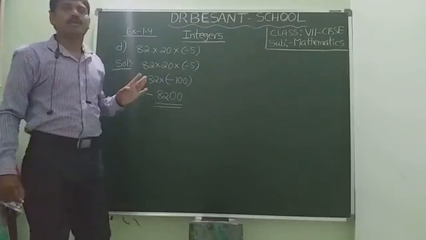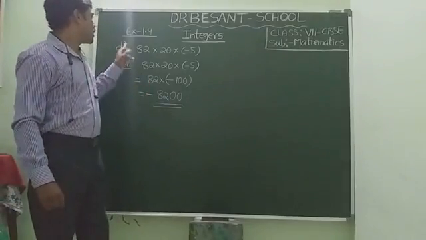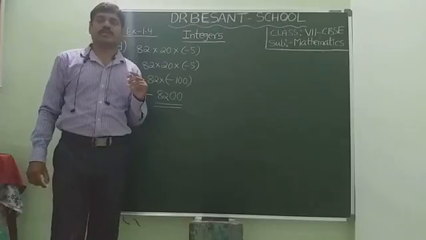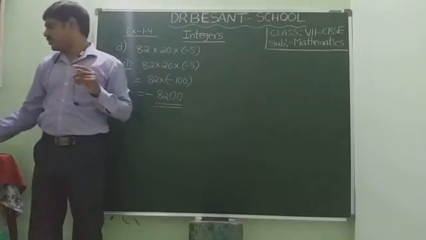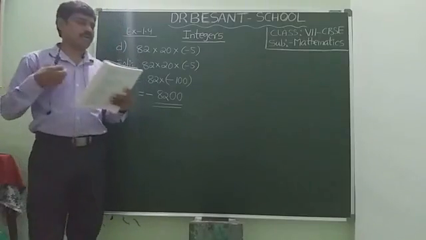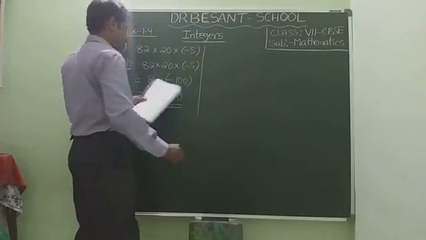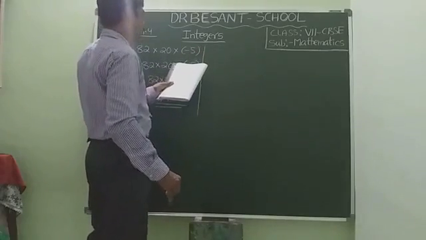Minus 8200. This is the solution of exercise 1.4, first Roman D. Is it clear, children? Next, second Roman: verify the following.